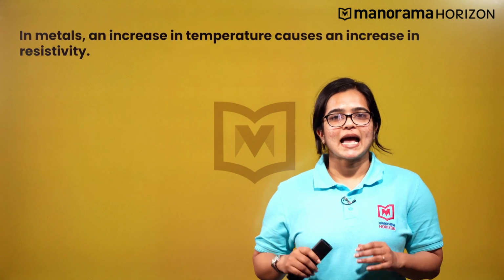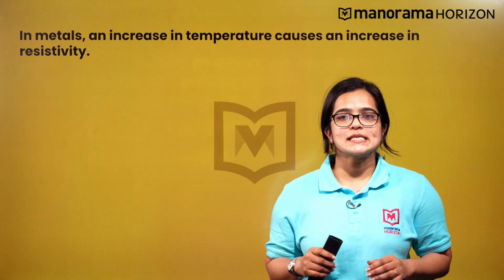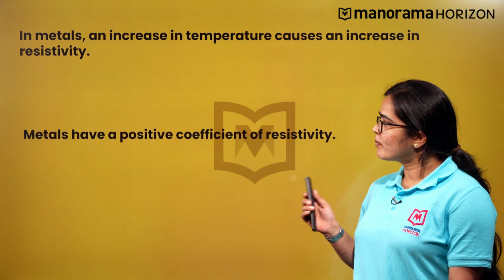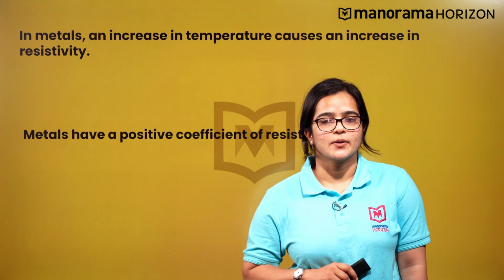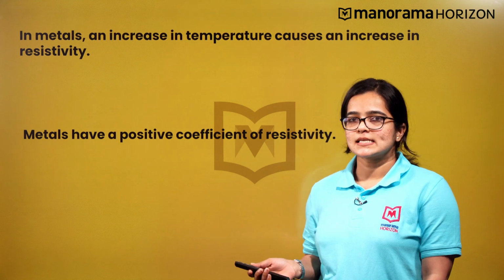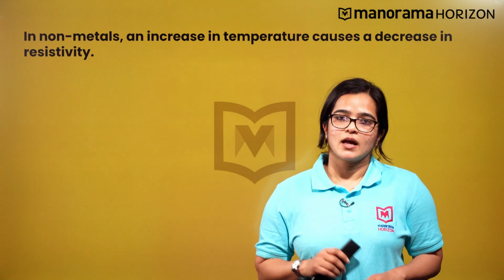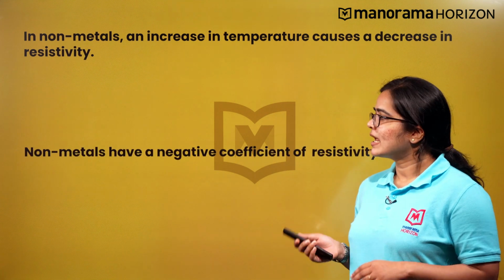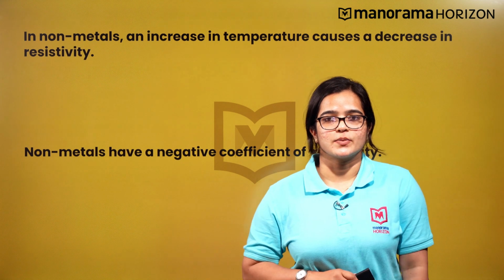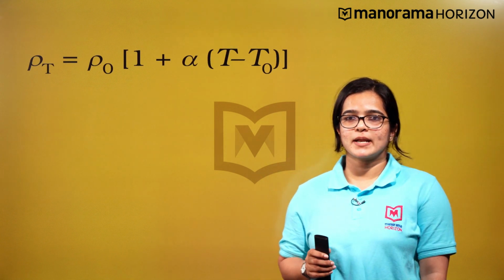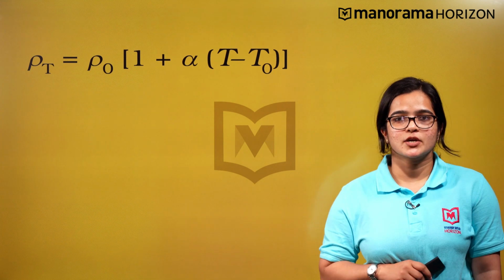In metals, an increase in temperature causes an increase in resistivity, or we can say that metals have a positive coefficient of resistivity. Coming to non-metals, an increase in temperature will cause a decrease in resistivity. Therefore, non-metals have a negative coefficient of resistivity. The formula for resistivity dependence on temperature can be given by this equation.